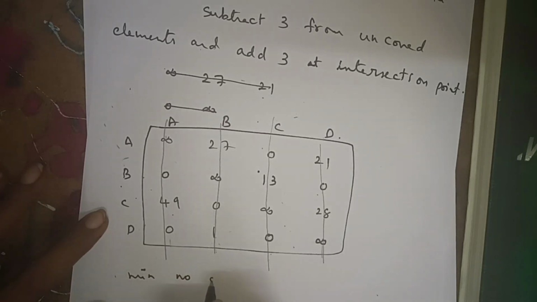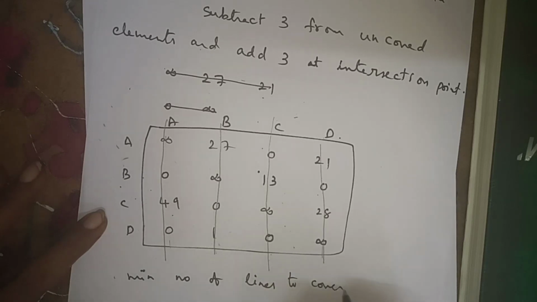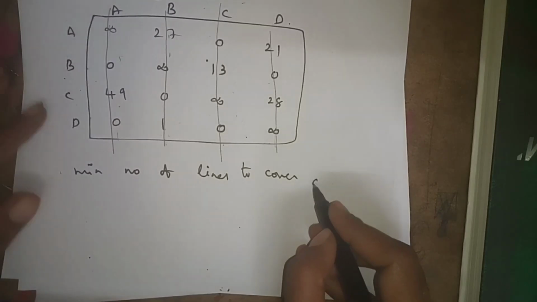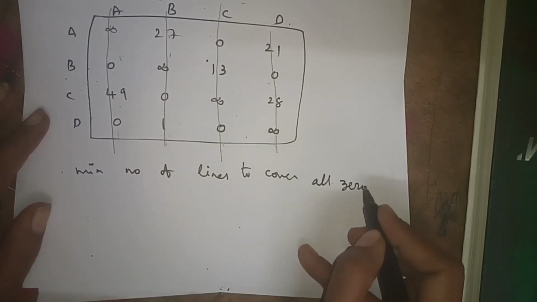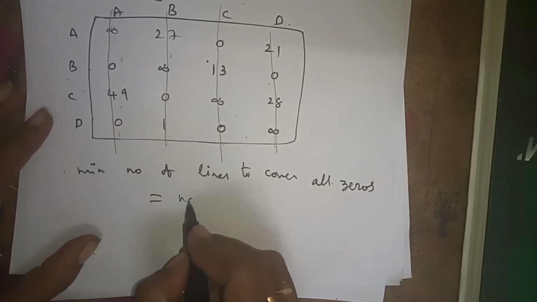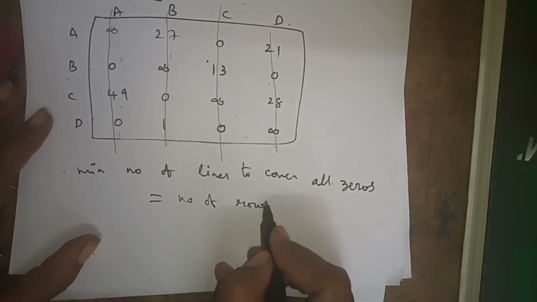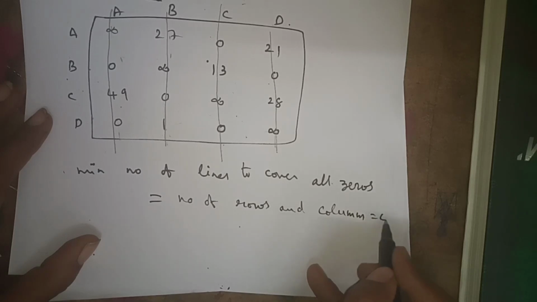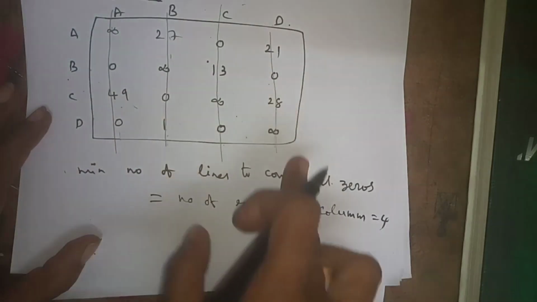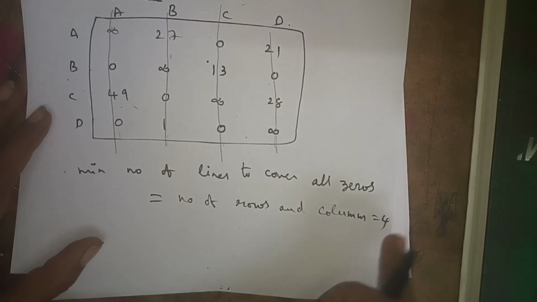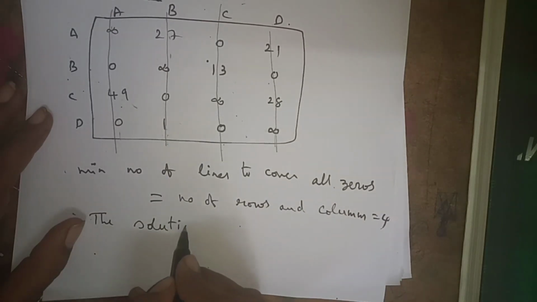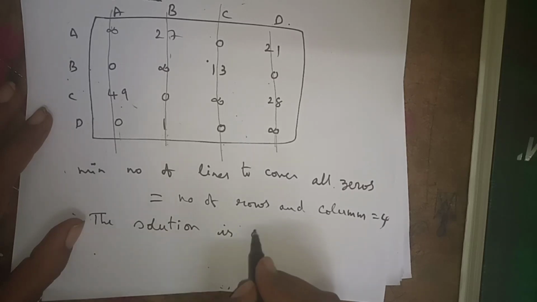The minimum number of lines to cover all zeros is equal to the number of rows and columns, which is 4. We have got 4 lines, and the number of rows and columns is also 4. Therefore, the solution is optimal.